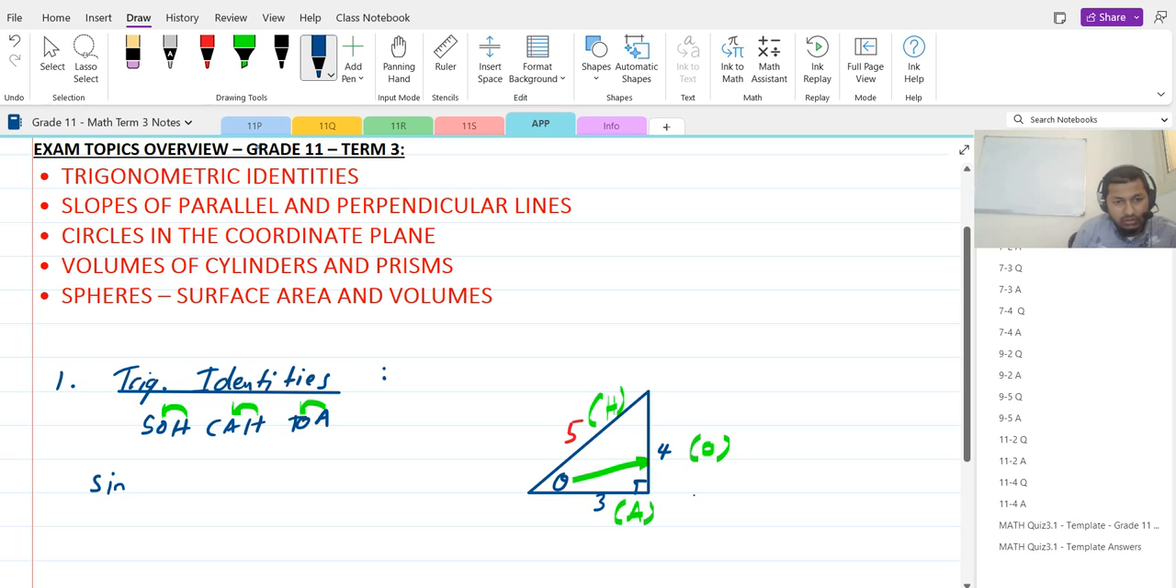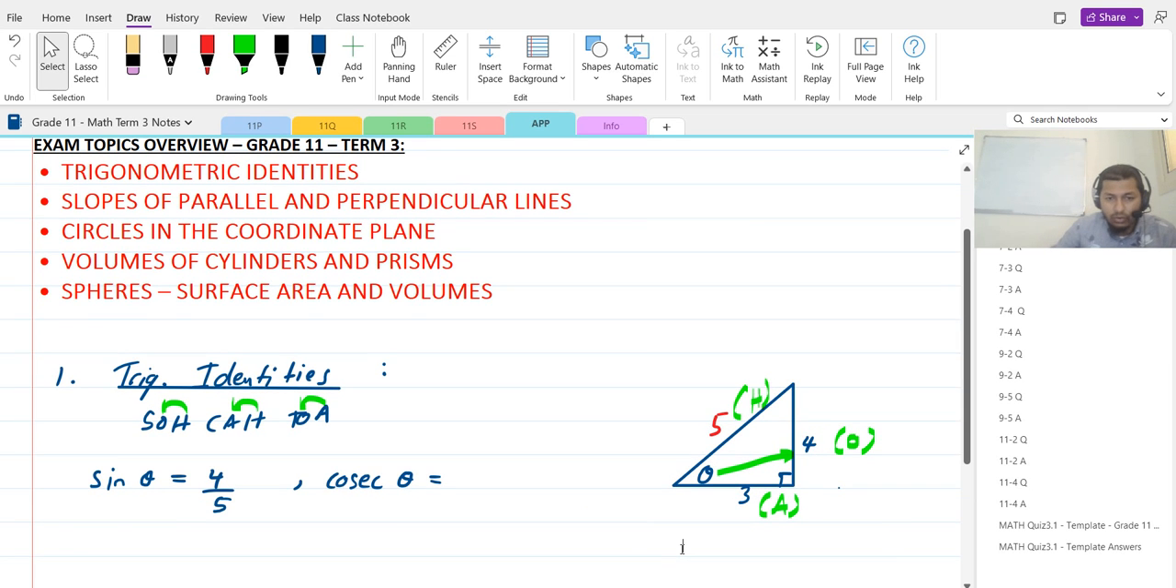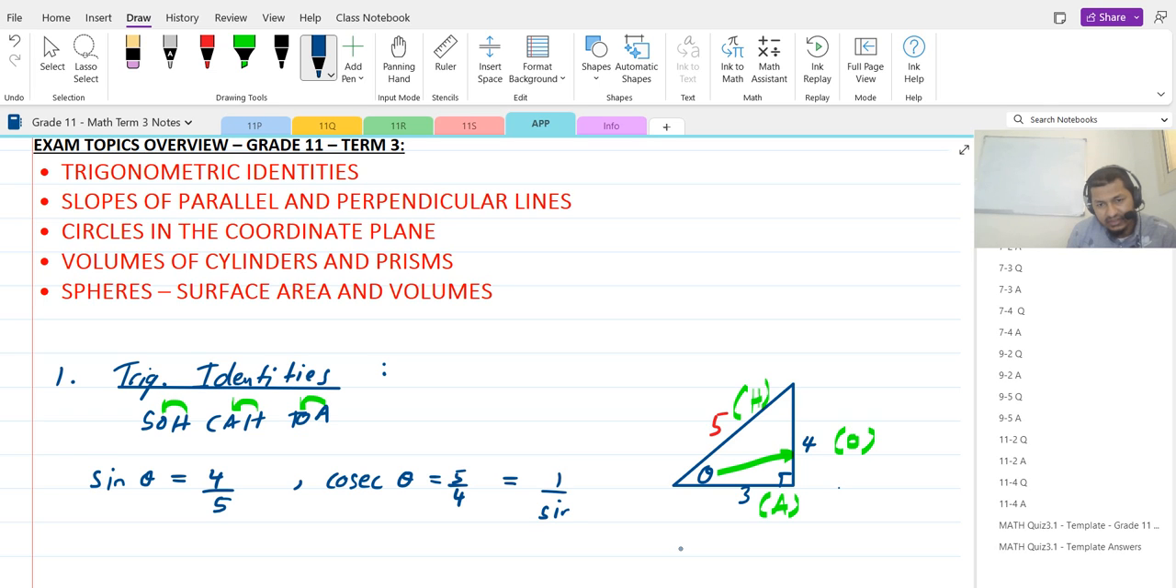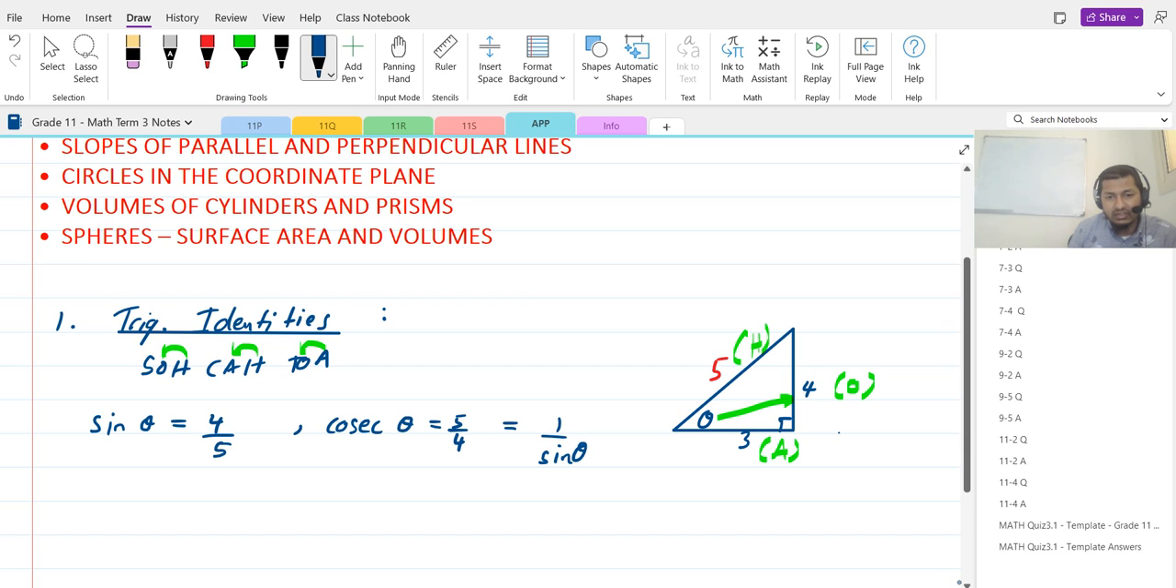So we'll do all. Let's write sine theta here. What is sine theta? Sine theta is 4 over 5. Remember, you can also generalize this by writing x, y and r. What is cosec theta? Cosec theta is 5 over 4. So let's put this on the side. And we also know cosec theta can be written as the reciprocal of sine, so 1 over sine theta. That's the relationship between cosec and sine. Cosec theta is basically 1 over sine theta.